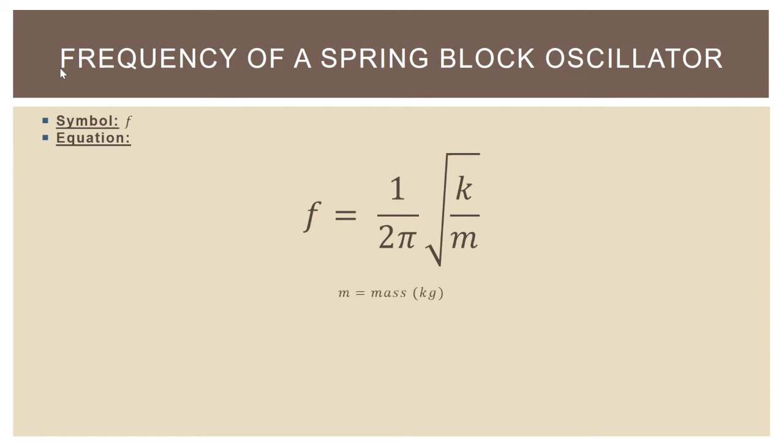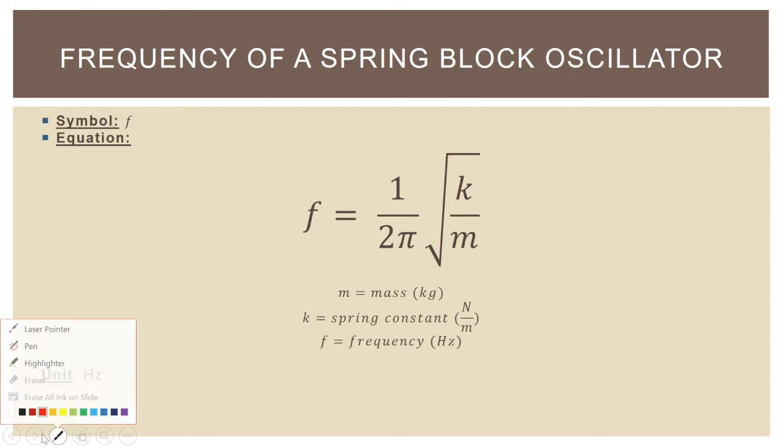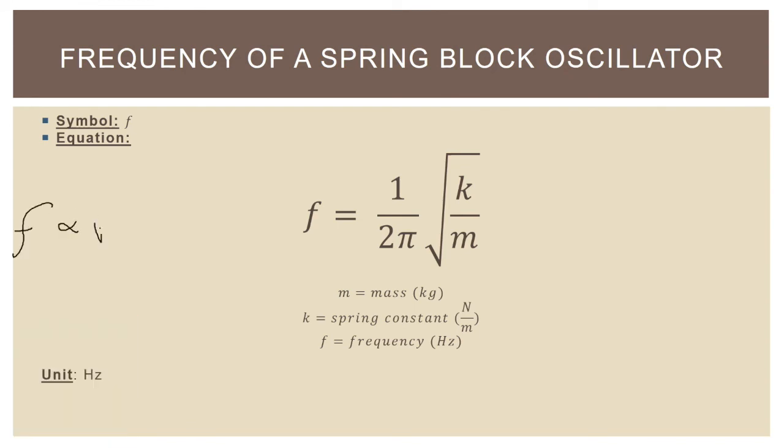In this equation, of course, m is the mass measured in kilograms, k is the spring constant measured in units of newtons per meter, and the frequency is measured in hertz. I want to say two things about this equation real fast. Notice that the frequency is directly proportional to the square root of k, and the frequency is inversely proportional to the square root of the mass. Now, that makes a lot of sense.